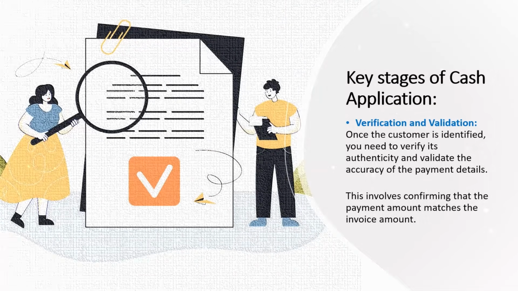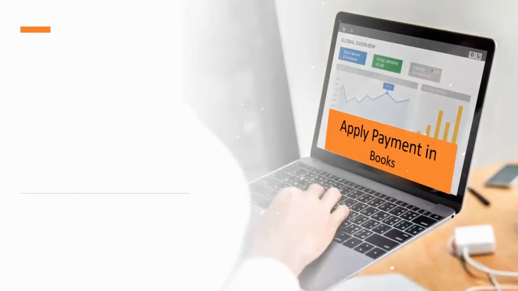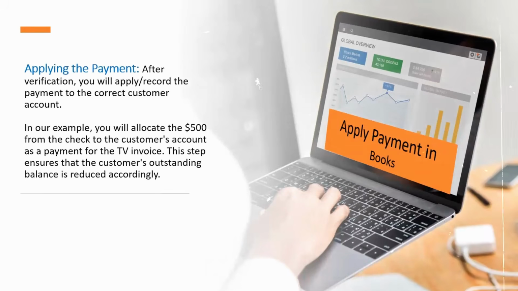Moving ahead, our third step would be to verify and validate. So in this step, what you are going to do is verify the authenticity and validate the accuracy of payment details. So this involves checking that the payment amount is matching with the open invoice amount. Once you are done with this step, you can move to the next stage, which will be to apply the payments in the books of account.